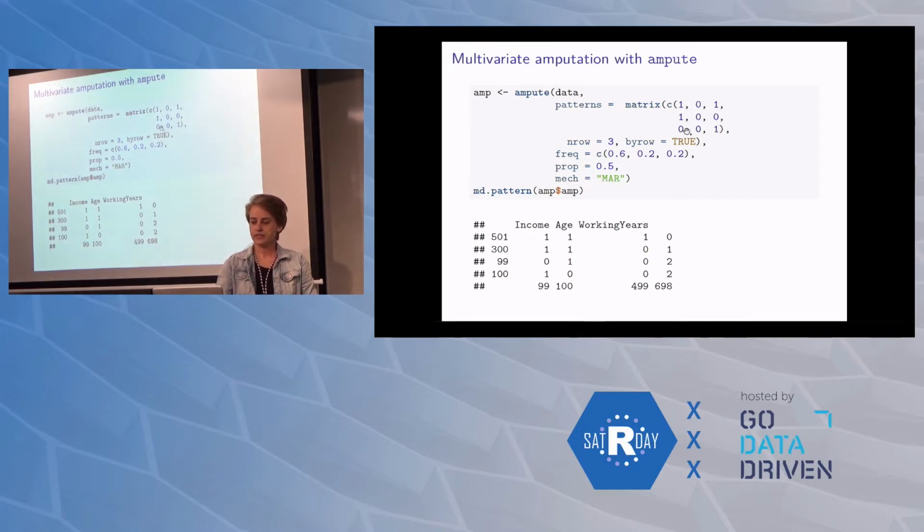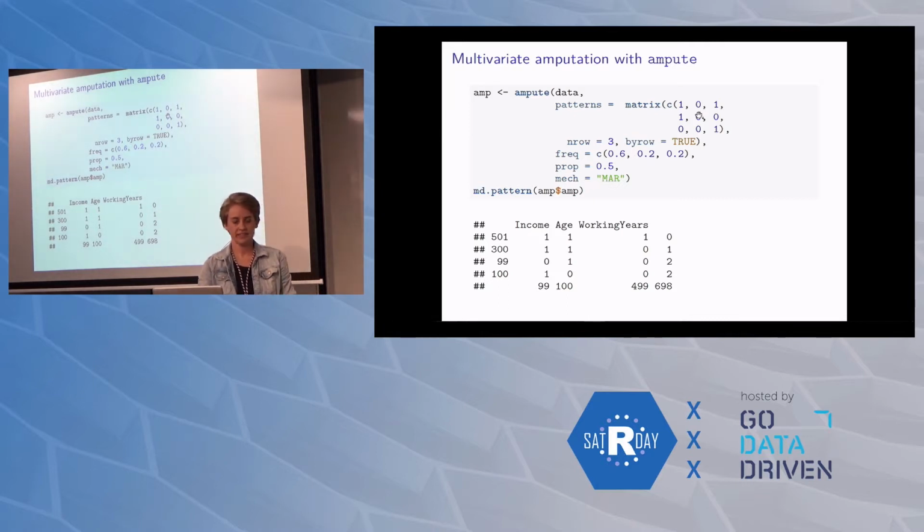So in this case, we want to generate three patterns, and this is the outcome of the function. What you see is that we have 500 rows that have no missing values. That is what we specified in the proportion argument. So proportion is 0.5. It means 50% of the rows should be incomplete, 50% of the rows should be complete. Then of those other 50%, we see 300 rows that have a missing value on working years, and no missing value on income and age.